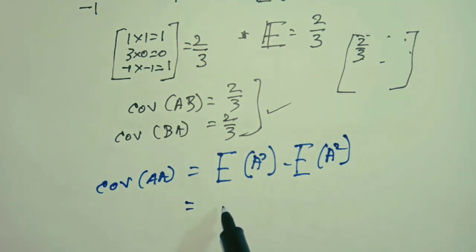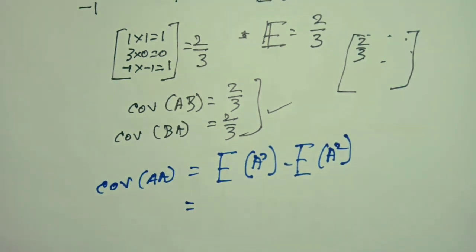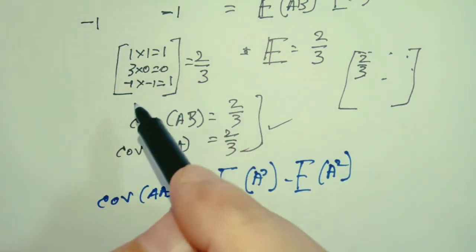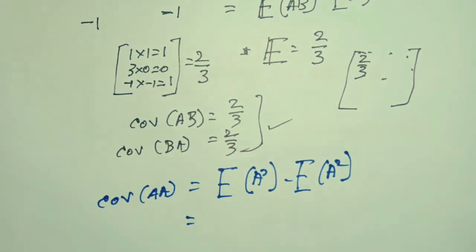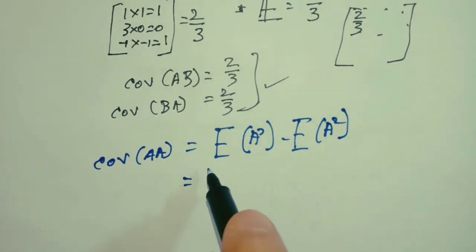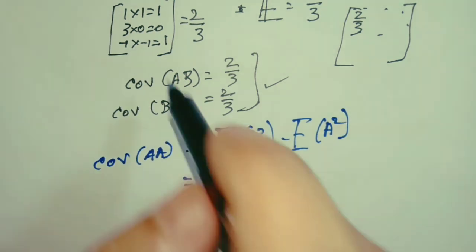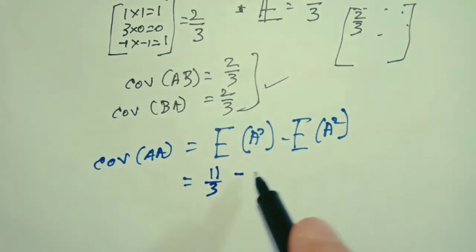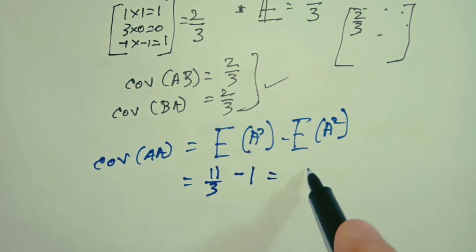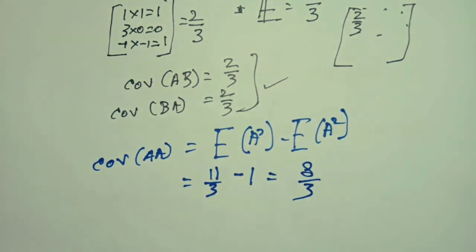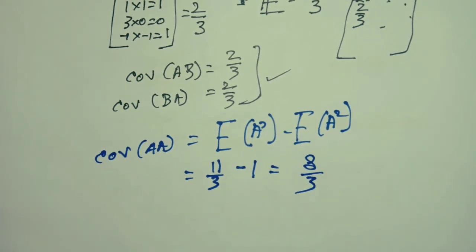Here we find the value. It would be 11 by 3, minus 1, 1, 1. So how much would it be? It would be minus 1. So this would give a value of 8 by 3, right? I hope you understand how this one is calculated, so I'm not going to elaborate on this part.